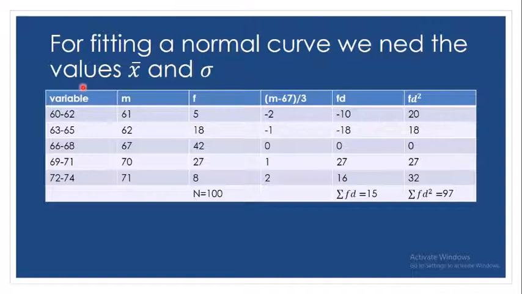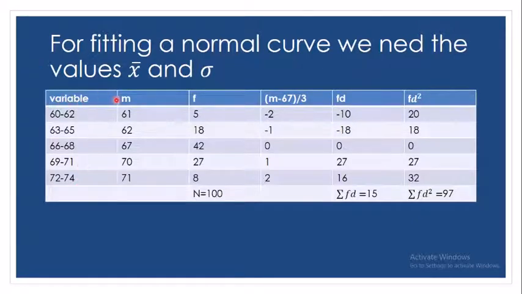So you need the values of x bar and sigma. In order to find out x bar and sigma, you can carry out some calculations which you have done in your previous semesters, where you studied how to find the mean and the variance. In a similar manner, whatever you have studied in the previous semesters, we are going to apply that right now. So the first column being the classes.